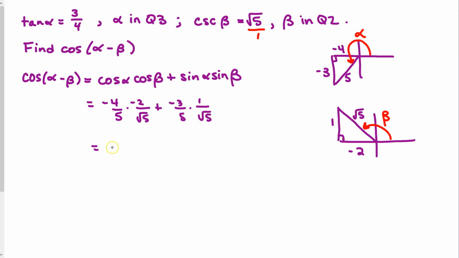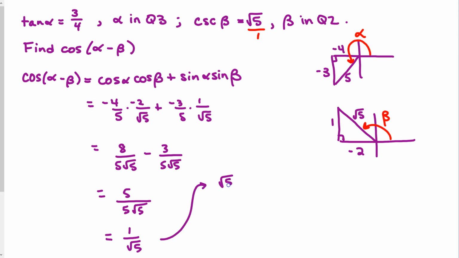So we're going to simplify this answer, and we have 8 over 5 square root 5, minus 3 over 5 square root 5. We can go ahead, since they have the same denominator, and subtract the numerators. We have 5 over 5 square root 5. It's not always going to work out so nicely with the same numbers like 5 everywhere. If we cancel the 5 on the top and the bottom, we have 1 over square root 5. And then if we rationalize, our answer is square root 5 over 5.